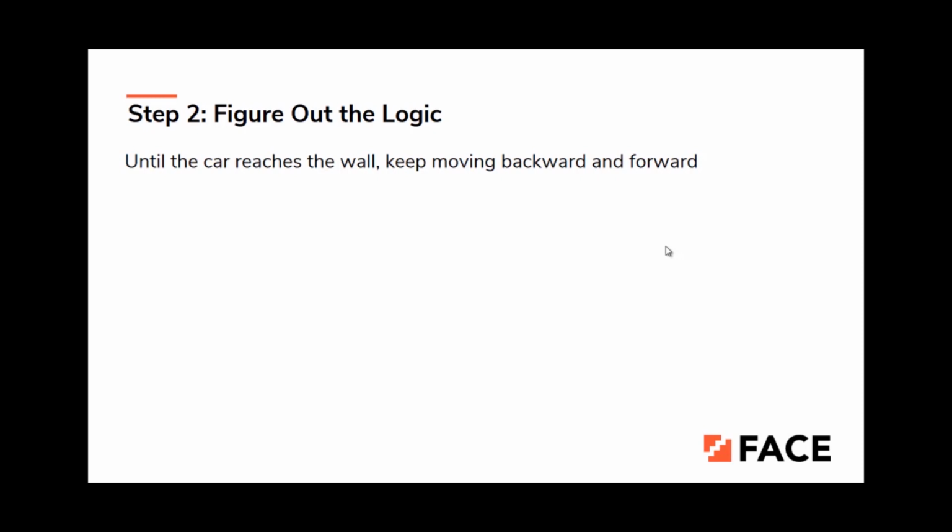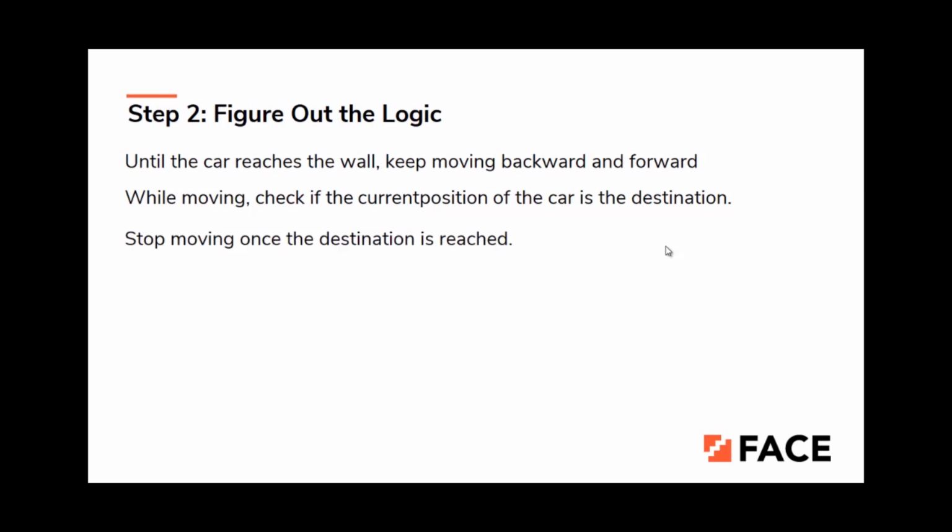So until the car reaches the wall, keep moving back and front, or backward and forward. While moving, every time you will have to check if the current position of the car is already the destination. If the car reaches the destination already, you'll have to stop there itself and calculate the total time.